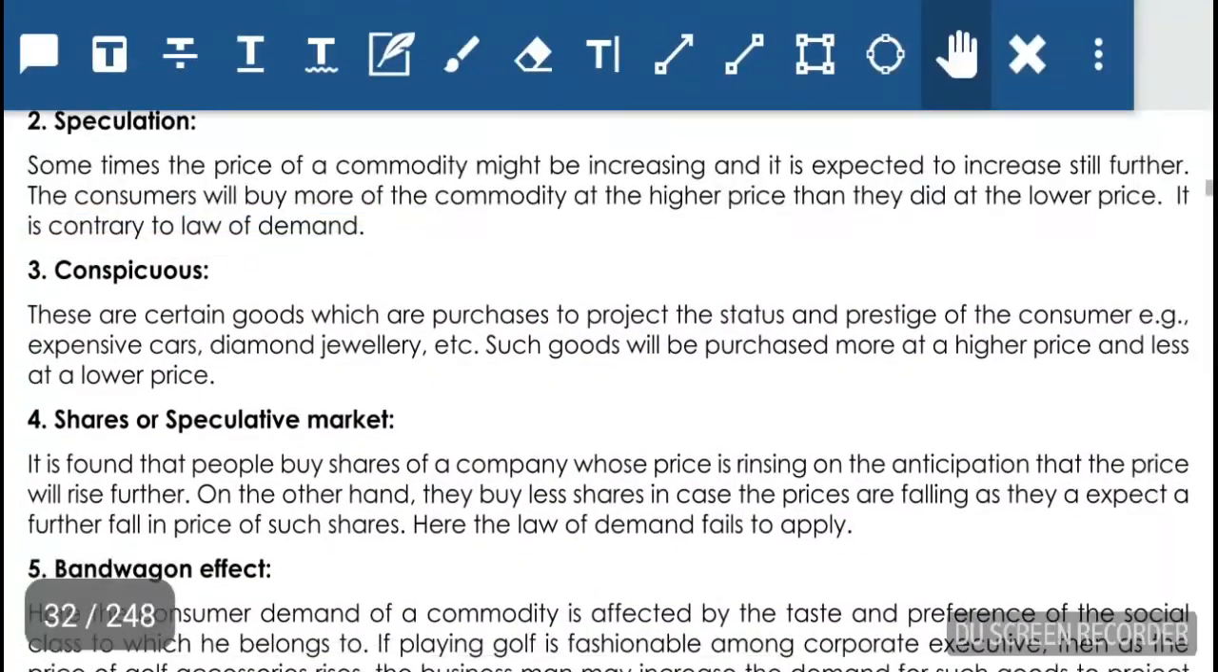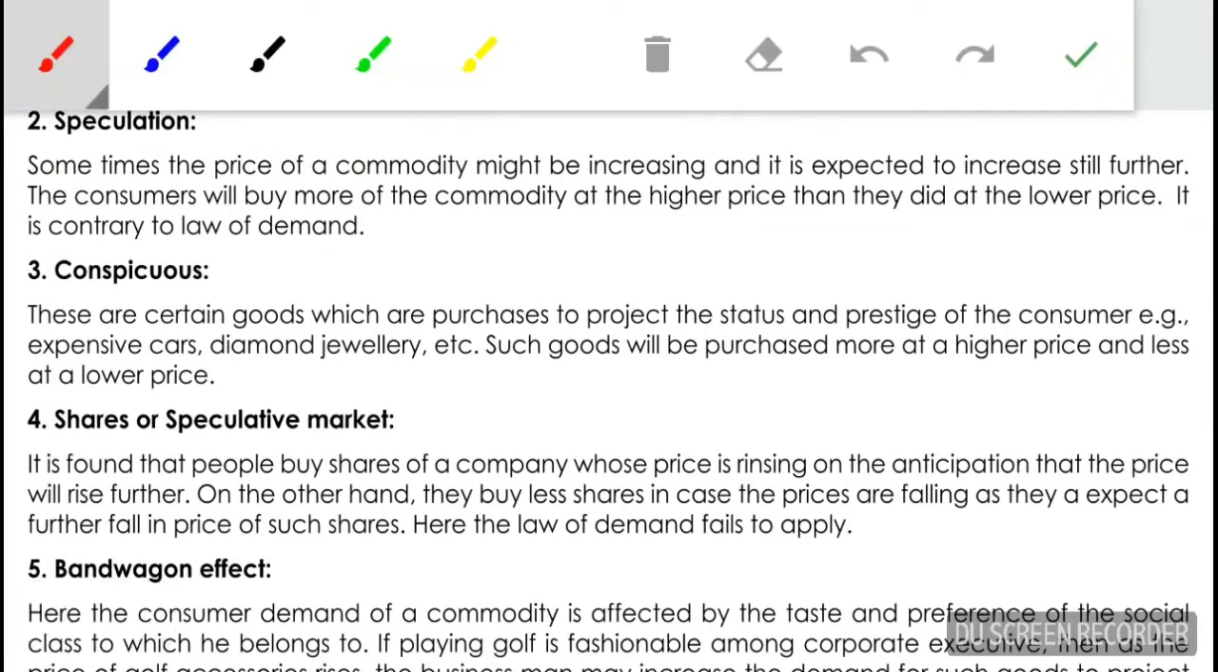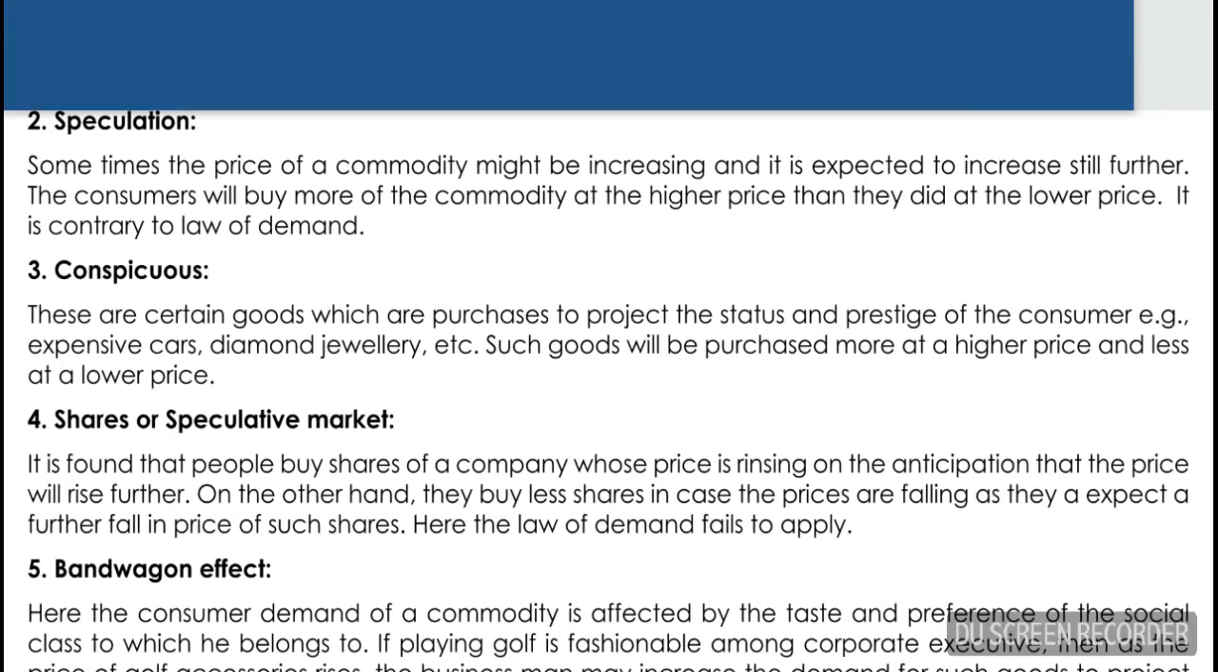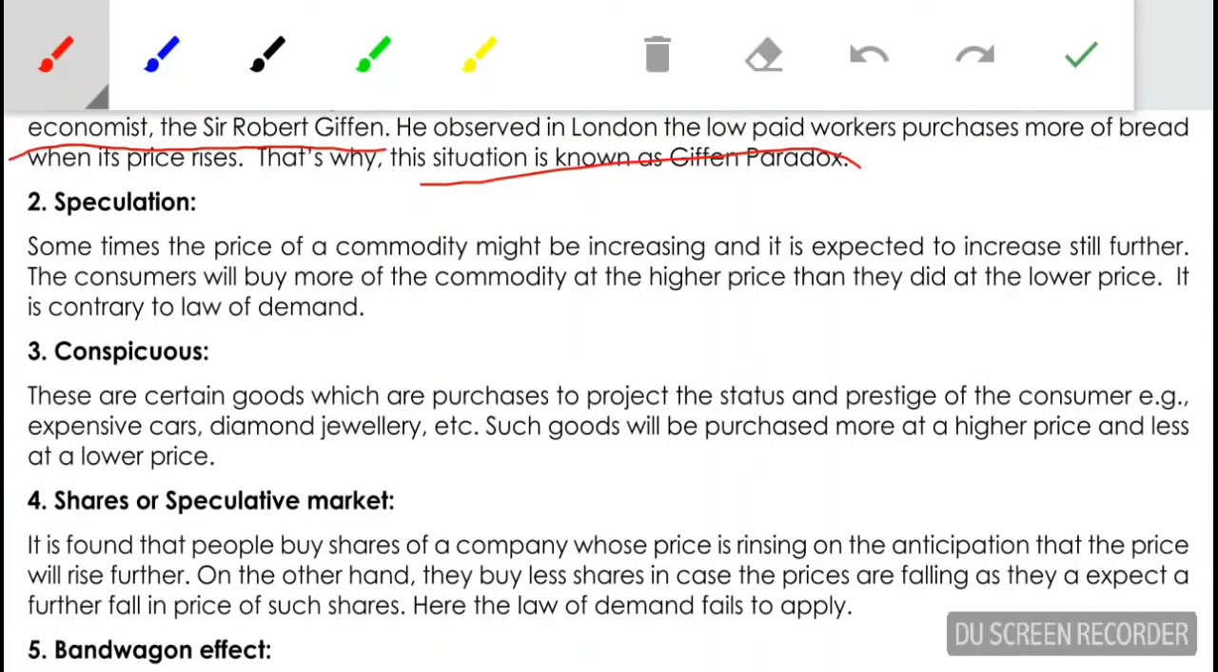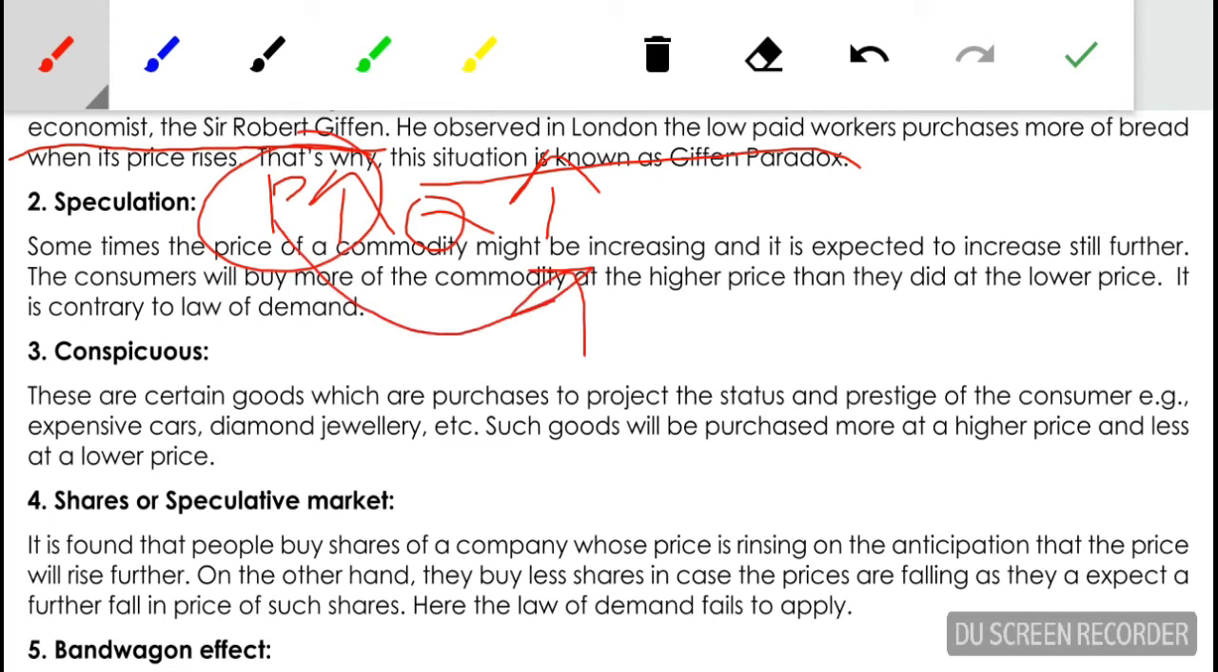Second one, speculation. Speculation is a general word we use in the share market. The price of a commodity might be increasing and it is expected to increase still further. This is what the speculation concept is. In a speculative market, when the price is increased, maybe you will buy more quantity because you are expecting that the price will increase much further tomorrow. So even though there is an increase in price today, you will buy more of this commodity because you are expecting a still further increase. This is the reason why in a speculative market, even though the price is high, you will buy.